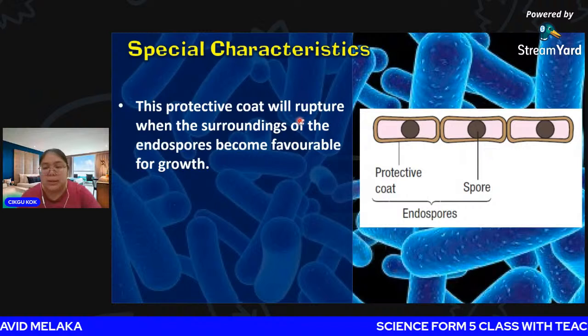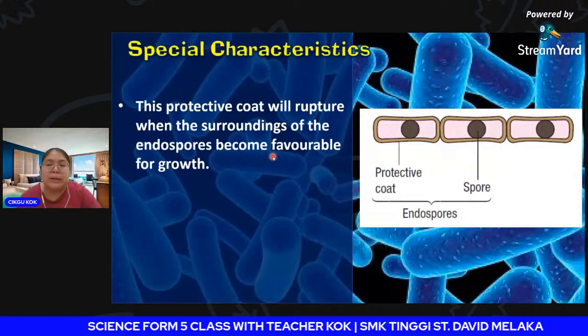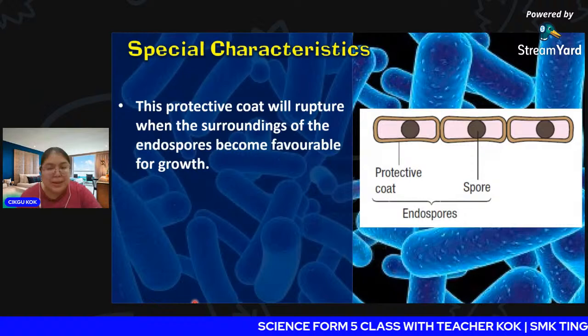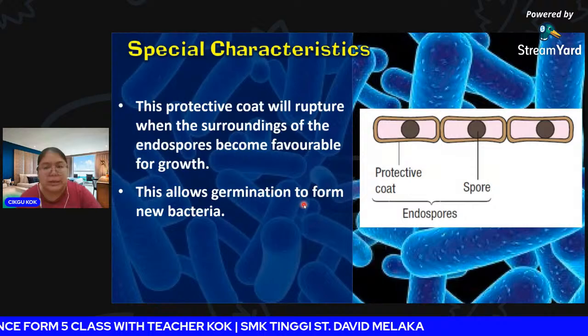So this one is the structure of the spore. This one is the protective coat. So this is the whole structure of the endospore. This is a special characteristic for the bacteria only. The others don't have it. Okay, then this allows germination to form new bacteria, because they have grown already. So they will form another new bacteria.